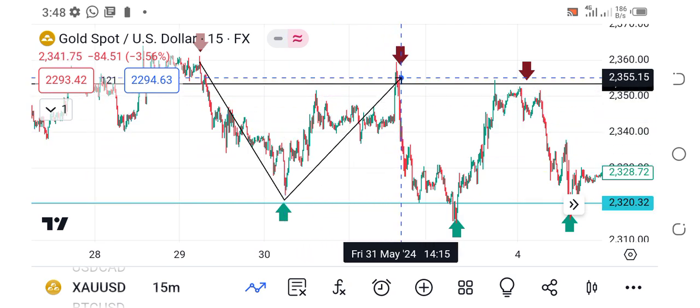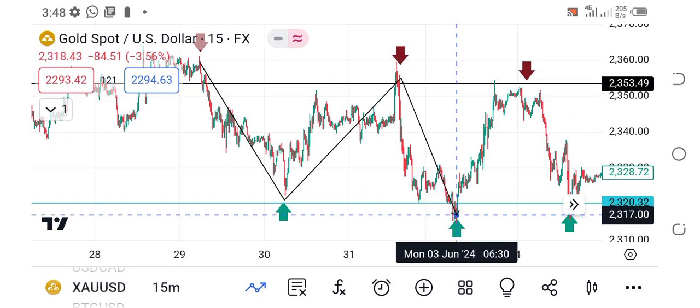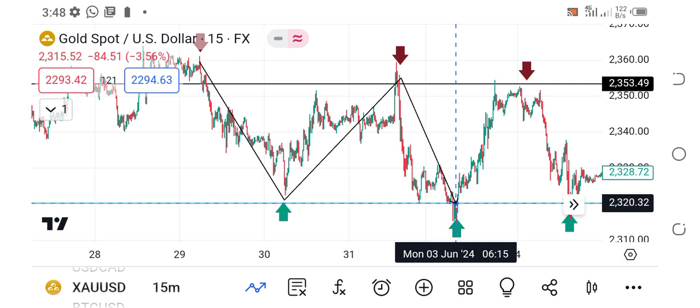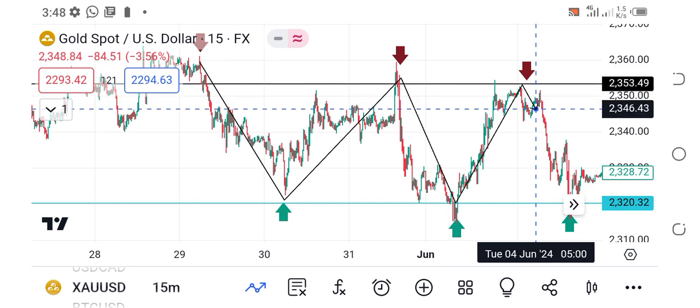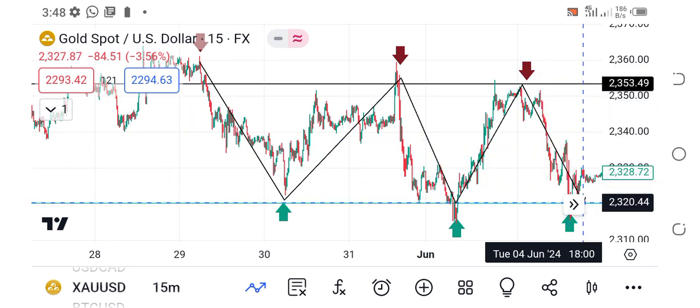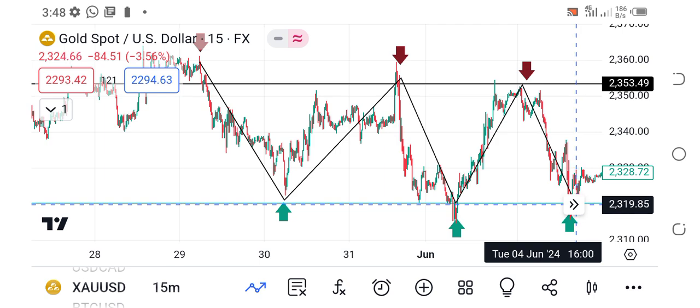It came to this resistance level again, because this resistance level is a very powerful point in the market, and it came down to this support level again. And because this support level is a very powerful level in the market also, it wasn't able to break through this point. So it went all the way to this resistance level again, because this resistance level is also a very powerful point in the market. It wasn't able to break through that level. It went all the way back to this support level.